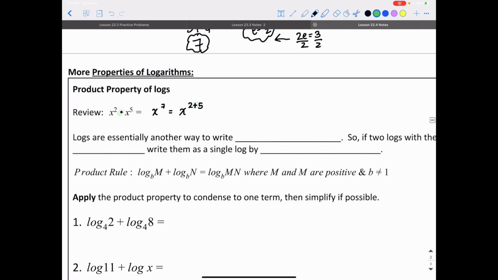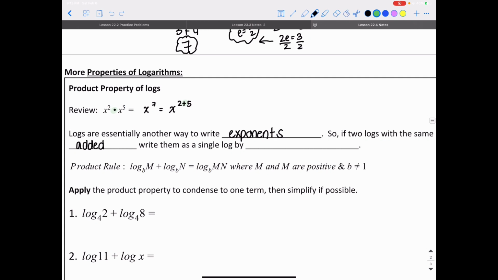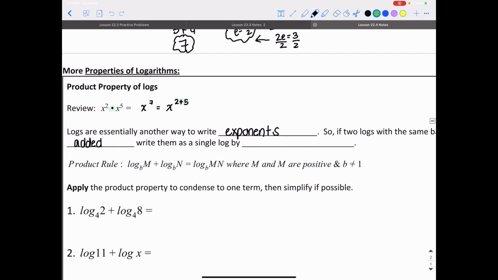Logs are essentially another way to write exponents. They represent exponents. So if two logs with the same base are being added together, like these exponents were here, you would write them as a single logarithm by multiplying, like we were doing here. So if you see addition with the exponents or with the logarithms, you're actually multiplying the two things together to combine them.